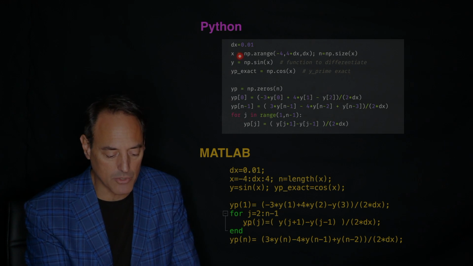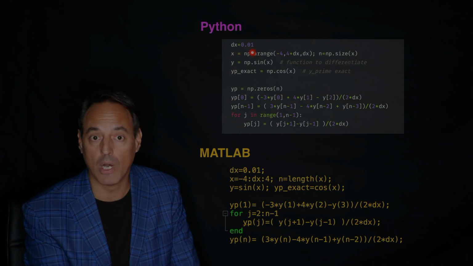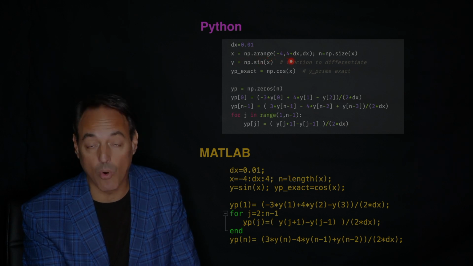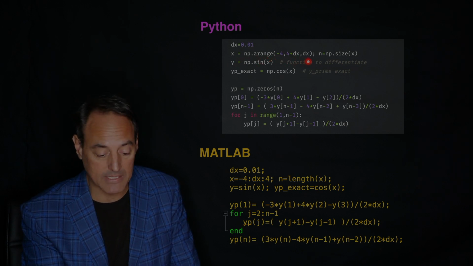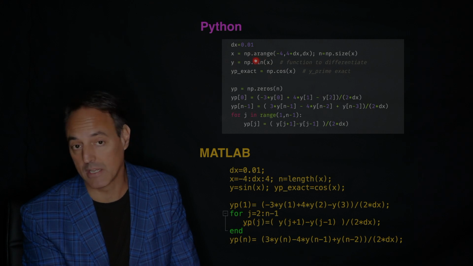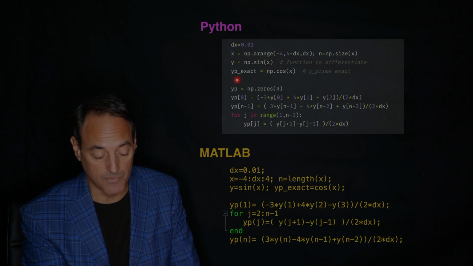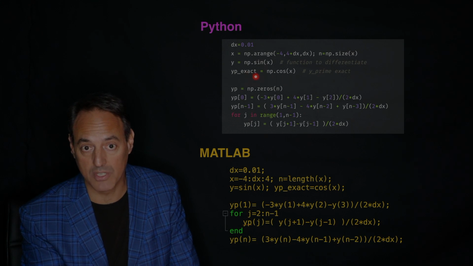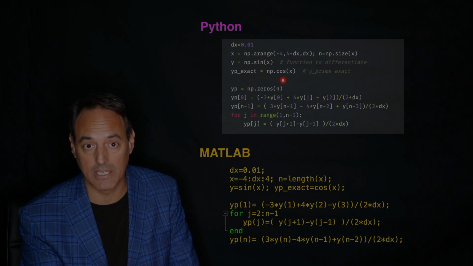But basically what we're going to do is say, let's take a dx of 0.01, okay? And so we're going to do np.arange from -4 to 4 and take steps of dx. And we're going to basically take the sine function to differentiate. Y prime exact is cosine. So this is what this expression is. This is the actual answer right here.